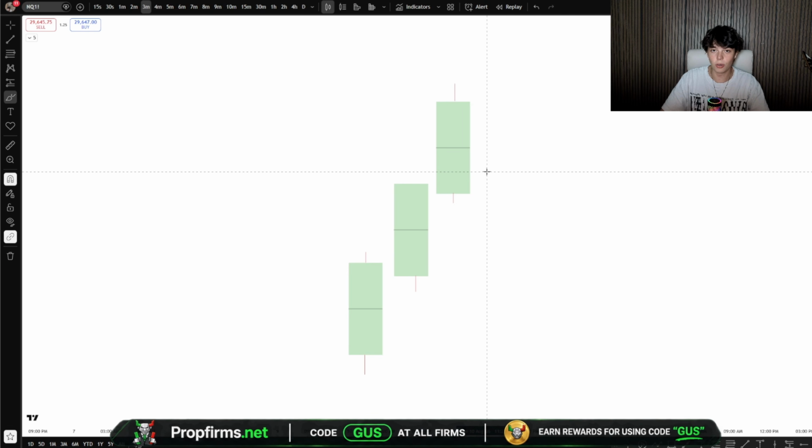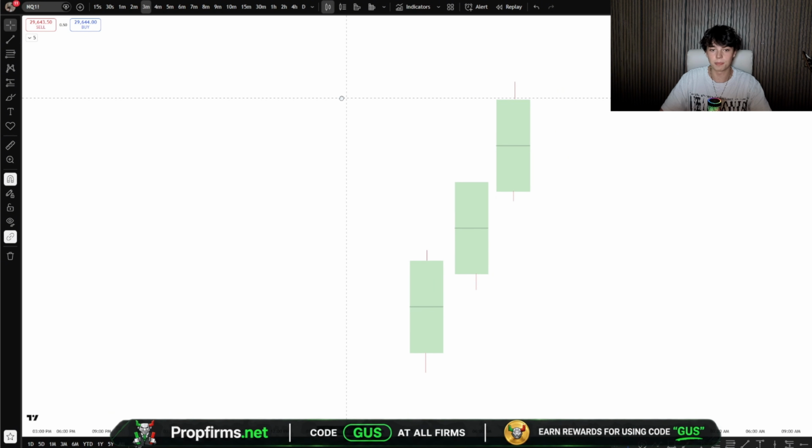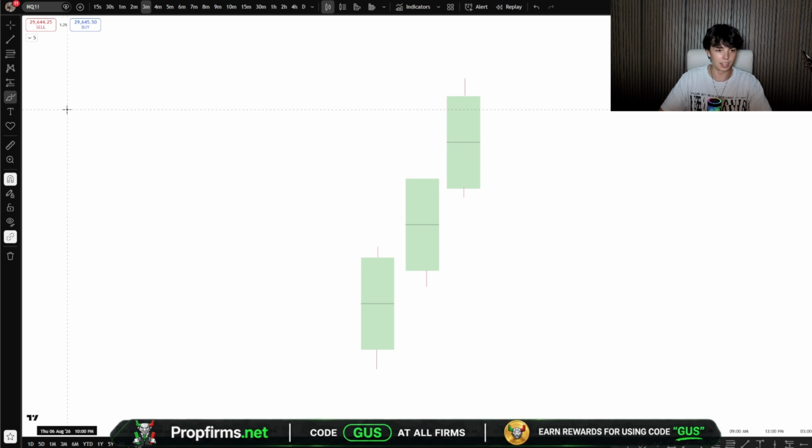Okay, guys, so I know that a lot of you already know what these are, but I'll break down what a fair value gap is really fast, for like 30 seconds, because this is the main part that you have to understand. Very quick, let's just get into it.